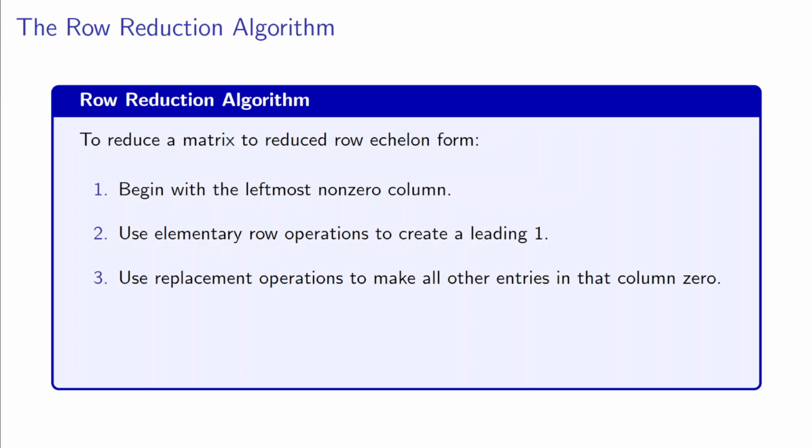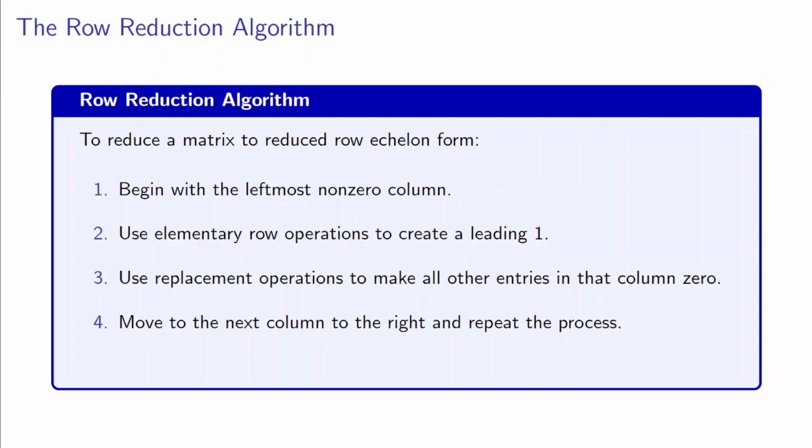And then we can use replacement operations to make all other entries in that column zero. So all of the entries above and below that one, we can use replacement to make into a zero. We next move to the next column to the right and repeat this process. You always want to work your way down the matrix so that you aren't undoing any of the previous steps that you had already done to reduce your matrix.